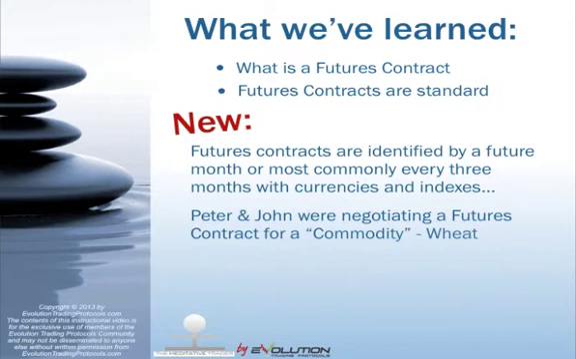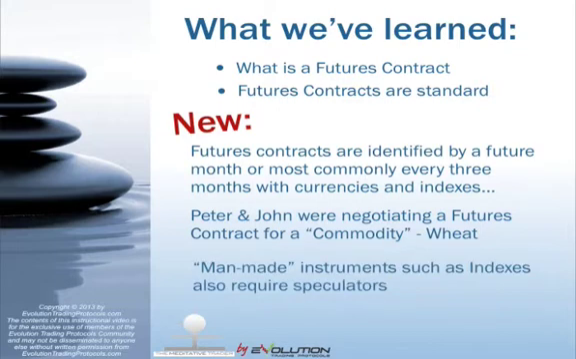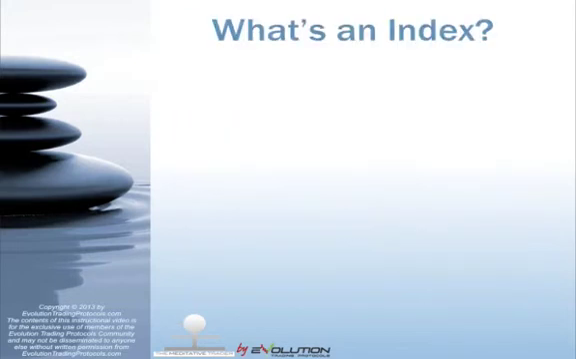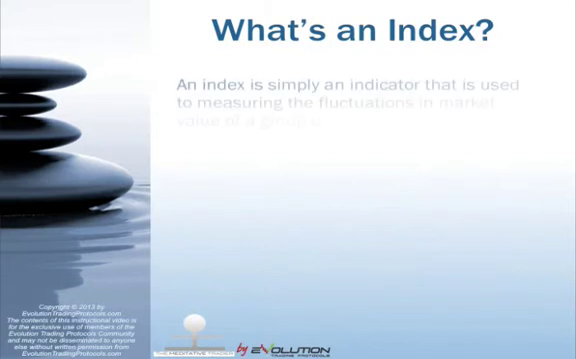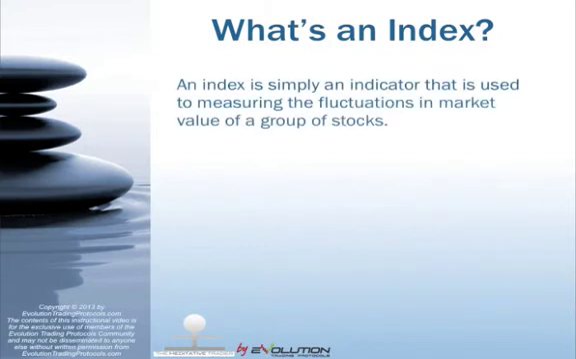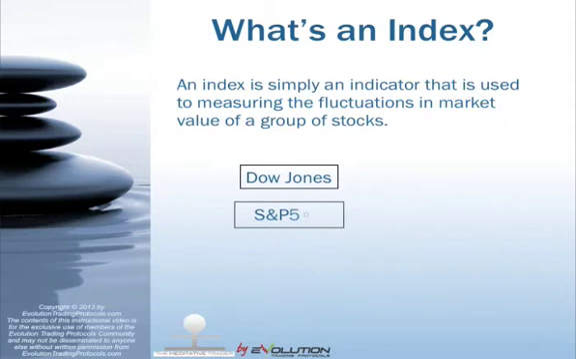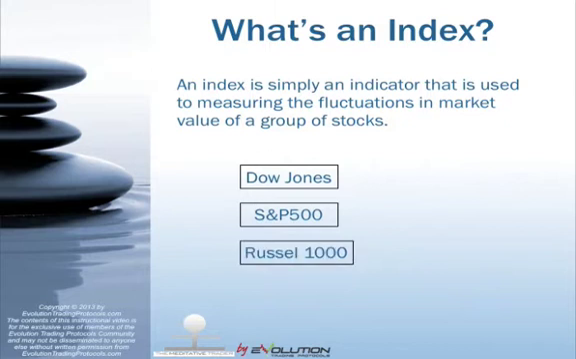And that can also be applied to man-made instruments such as indexes. What is an index? An index is simply an indicator that is used in measuring the fluctuations in market value of a group of stocks. I'm sure you're familiar with the Dow Jones, the Standard & Poor's 500, better known as the S&P 500, or some lesser-known indexes such as the Russell 1000. They are all indexes that track the market in different ways.